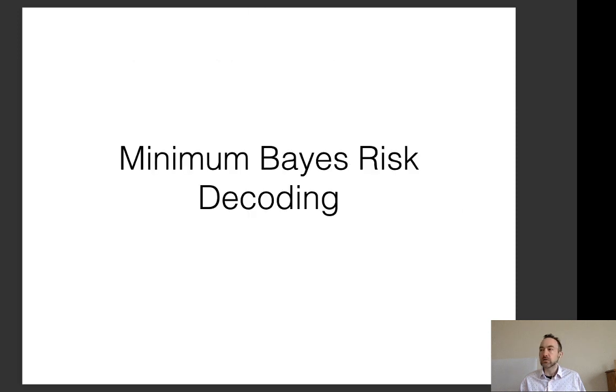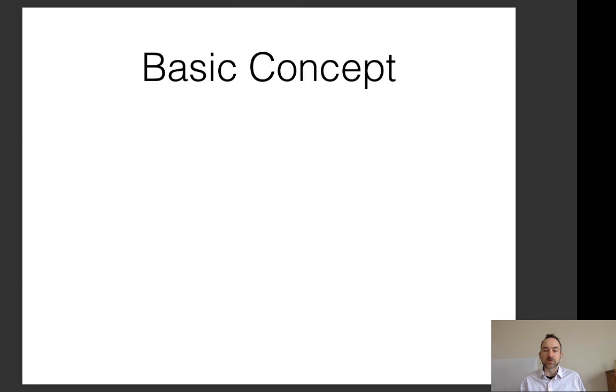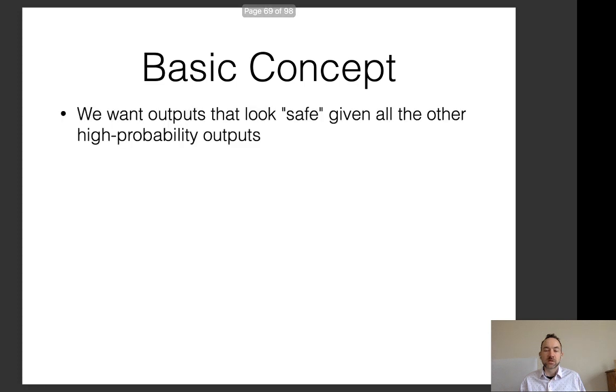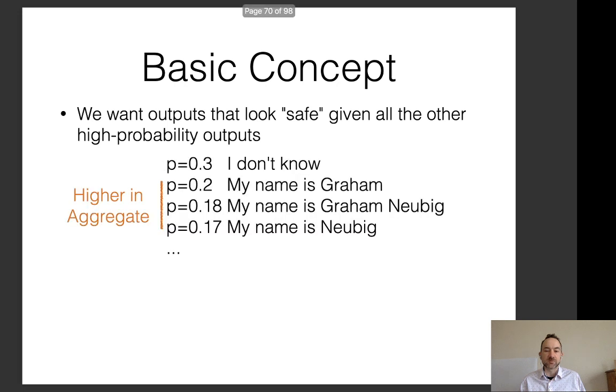Okay, so now I'd like to go a little bit more into minimum Bayes risk decoding. The basic concept is we want the outputs that look safe given all the other high probability outputs, as I mentioned before. To give a concrete example, let's say we have a dialogue system that is trying to generate outputs. It's asked the question, what is your name? And let's say it's a dialogue system impersonating me or something like this.